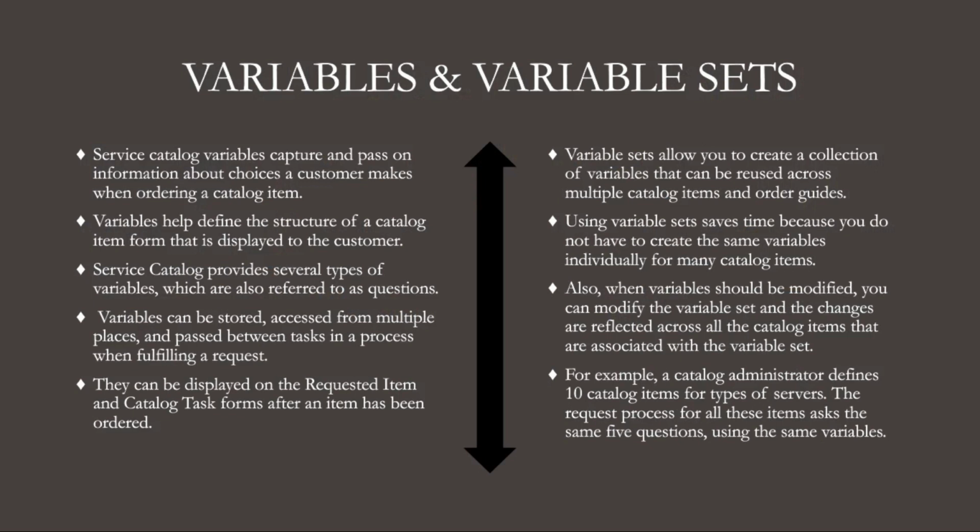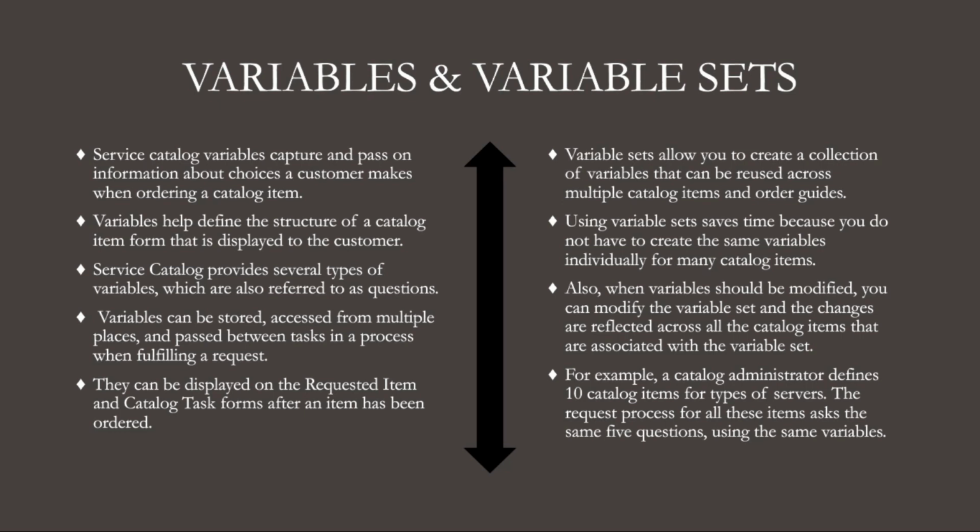Okay, so let's move further and see what variables and variable sets are. Service catalog variables capture and pass on information about choices a customer makes when ordering a catalog item. Variables help define the structure of a catalog item form that is displayed to the customer. Service catalog provides several types of variables, which are also referred to as questions. Variables can be stored, accessed from multiple places, and passed between tasks in a process when fulfilling a request. They can be displayed on the request item and catalog item forms after an item has been ordered. Suppose an item is ordered and you have some variables displayed at the RITM level. You can display those variables in the catalog task form as well.